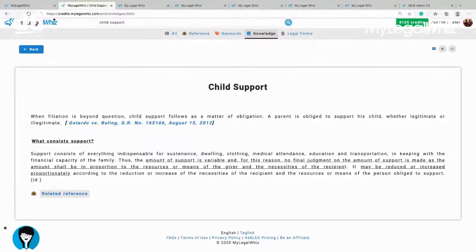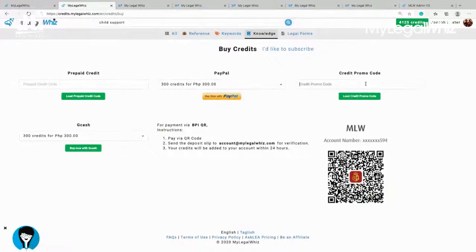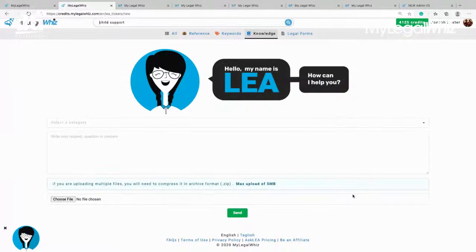Okay. So maybe, attorney, you can just explain, or maybe you will explain it later, the use of that 1,000 credits. Kasi baka akalain nila, free lahat, di ba? Na gano'n. So, most especially sa Ask Leia, there's a fee, right? For the use of this particular service ng MyLegalWhiz. So, pero yun yung paggagamitan noong kanilang credits. That's why they have to register, right?